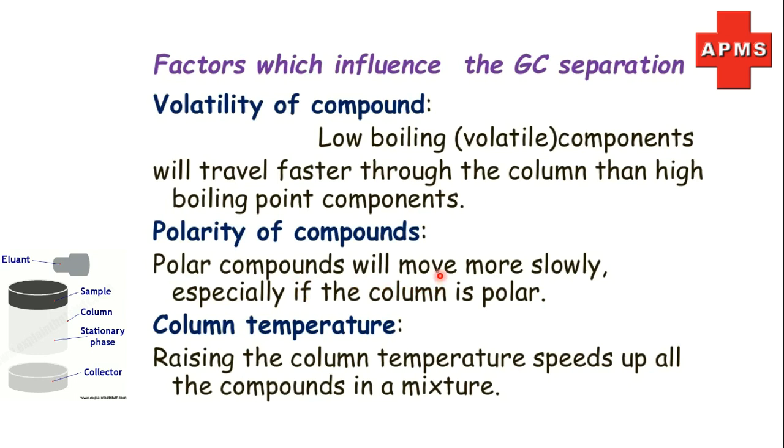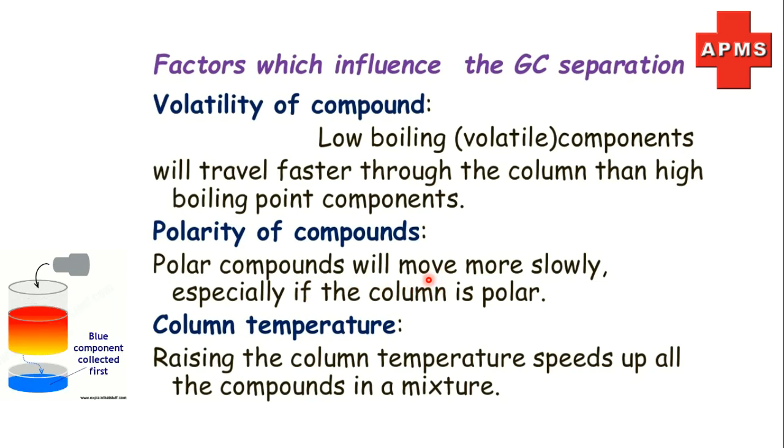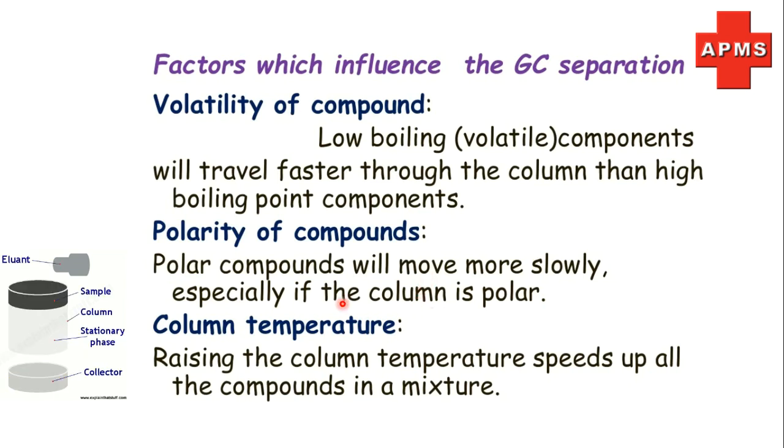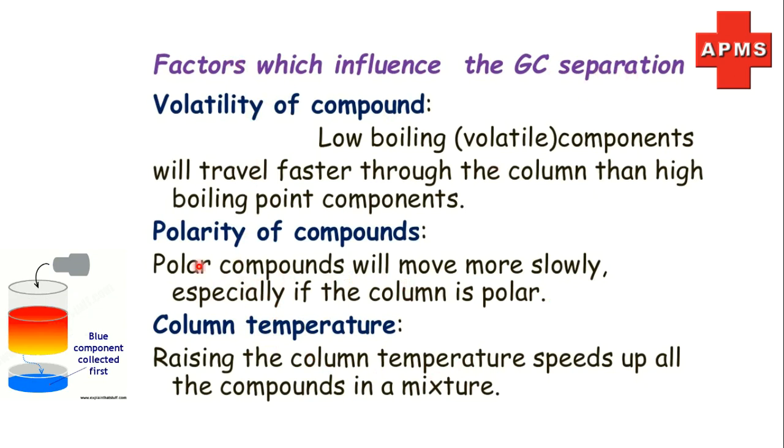If the stationary phase is polar, then polar sample molecules will be retained inside the stationary phase and will travel slower. So depending on the nature of the stationary phase, we can see the separation factor, and that depends on the polarity. See, the first is volatility, the second is polarity, and the third is column temperature.